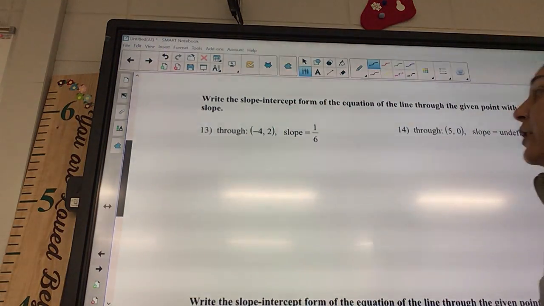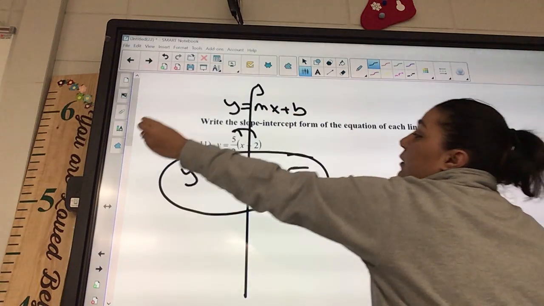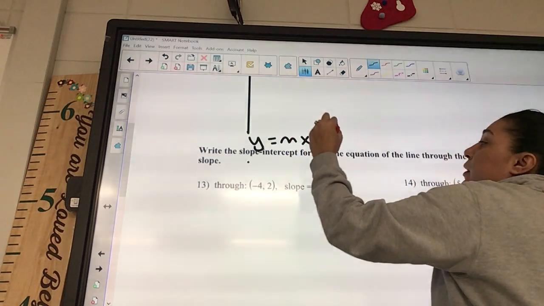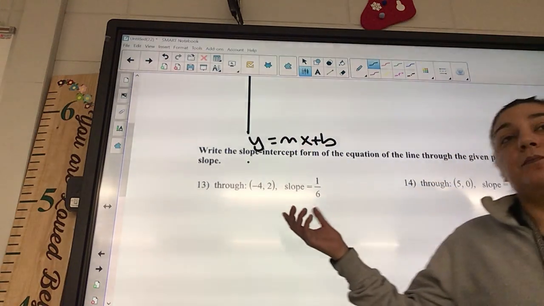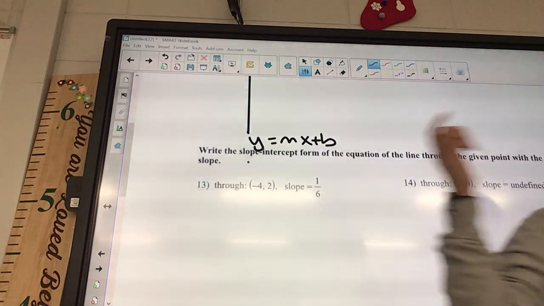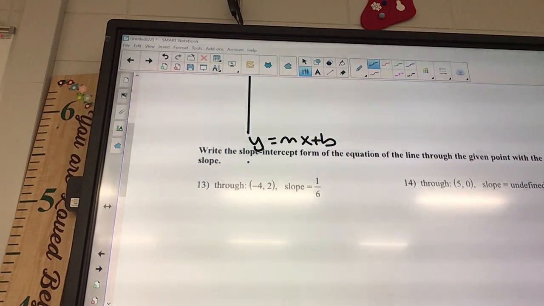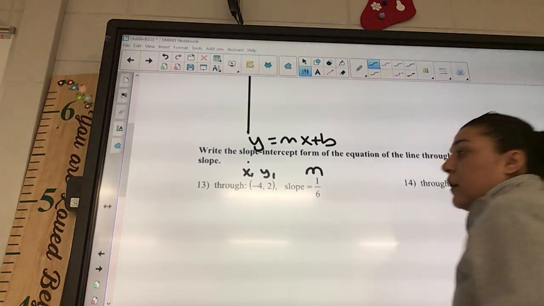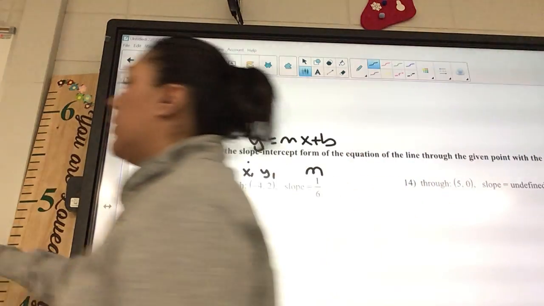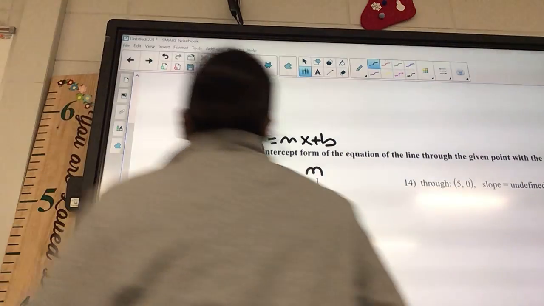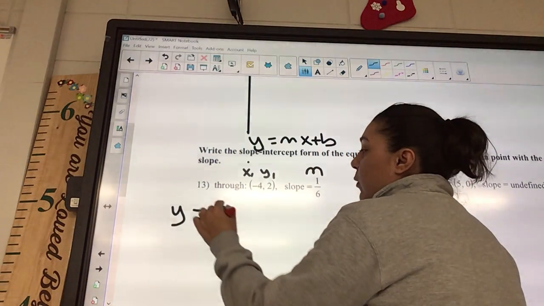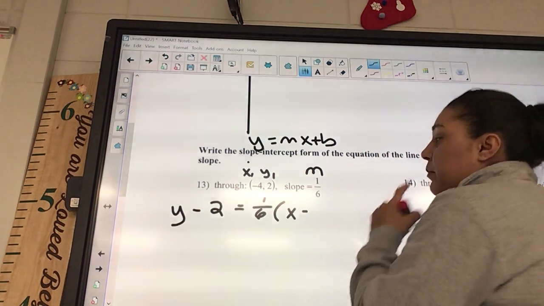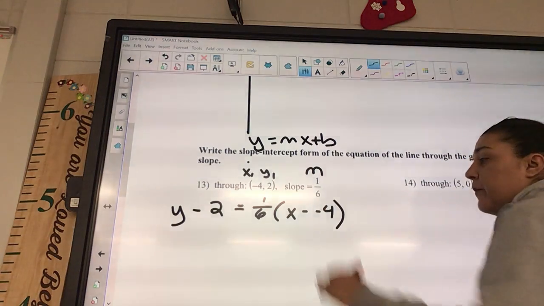Okay, write the slope-intercept form. Same thing, so we need y equals mx plus b. What did they give us? They gave us a point and a slope. So what formula can we use? We have all of the stuff to use point slope. So we have y minus, my y1 is 2, my slope is 1 over 6, x minus, and my x1 is negative 4.